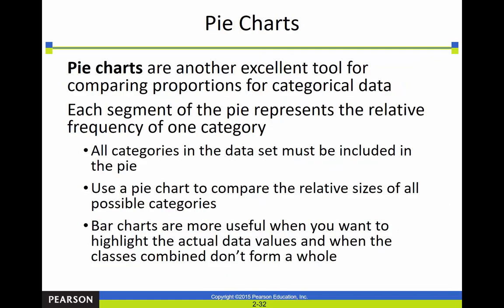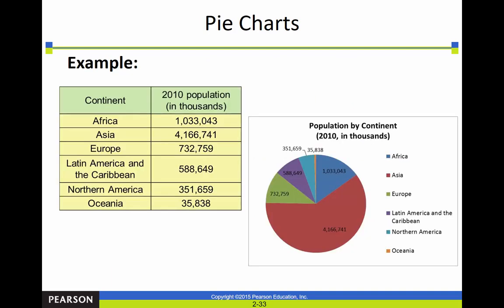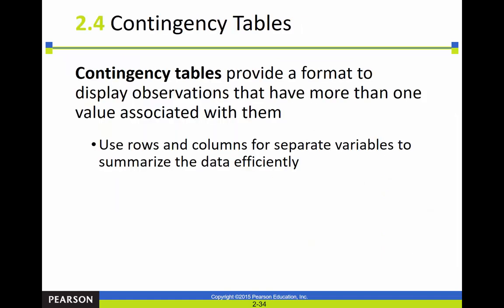Pie charts are another good way of categorizing and looking at information. So you know what a pie chart is. This is population by continent. I won't spend much time here other than to say, you know this, and Excel will make these for you.